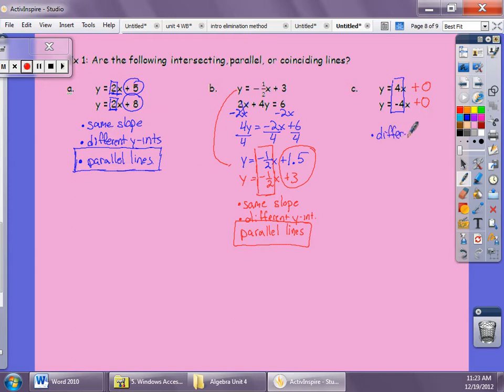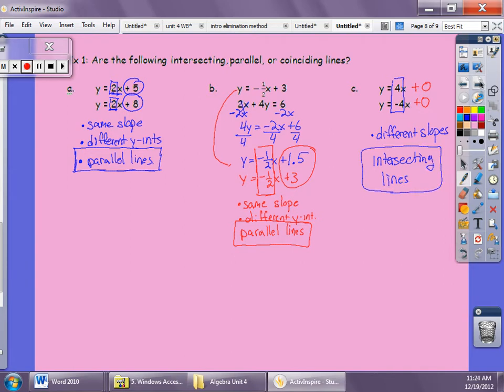So these have different slopes, and we know that the ones that have different slopes are intersecting lines. So these are the intersecting lines, meaning these two lines are just going to intersect.